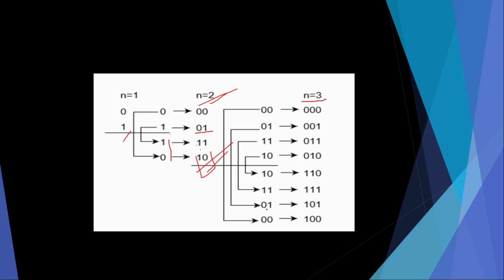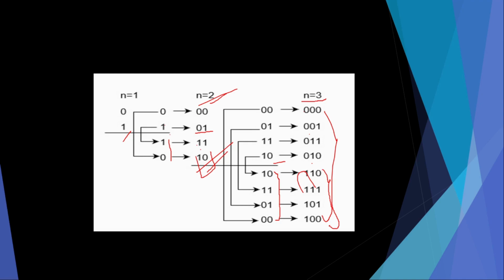For newly generated code you need to add 1 in the previous of every digit. So this is the method to find the gray code for n equal to 1, n equal to 2 and n equal to 3. When n equal to 4, you need to consider this value as the base value to generate the code for the 4-bit value.